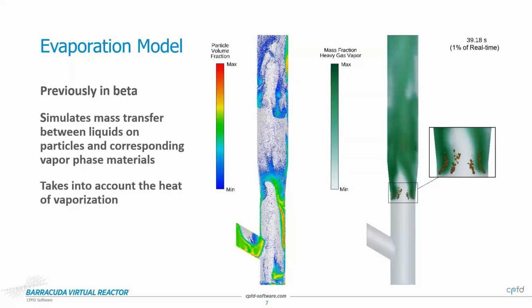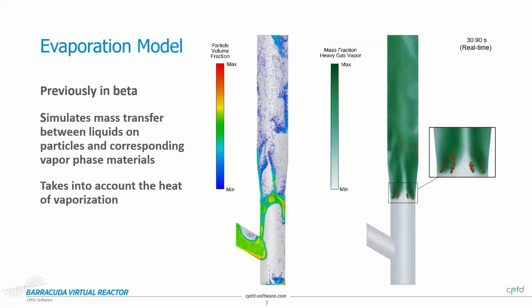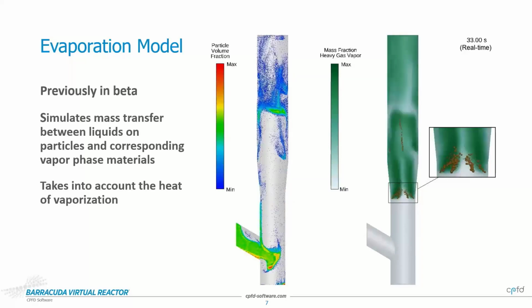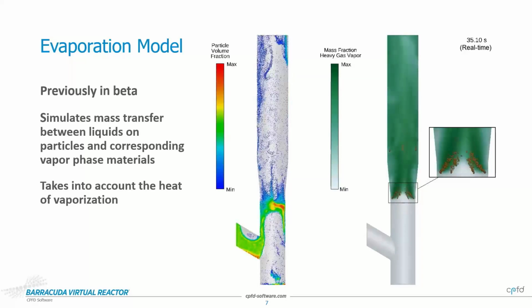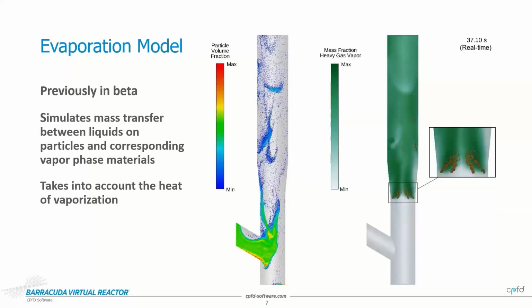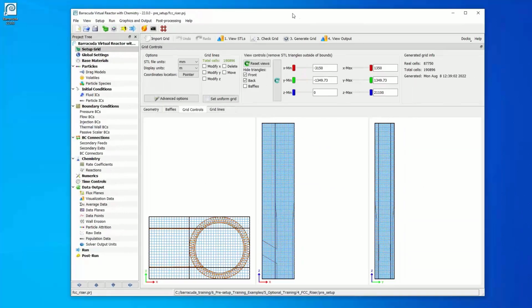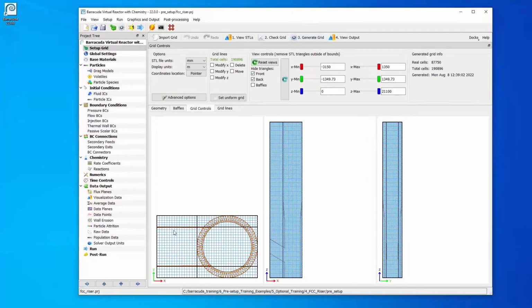To show how the Barracuda GUI has been updated to support the new liquid/vapor phase and also highlight a number of other improvements, I'm going to exit the presentation now and bring up the virtual reactor interface. So there's been quite a few GUI improvements in version 22.